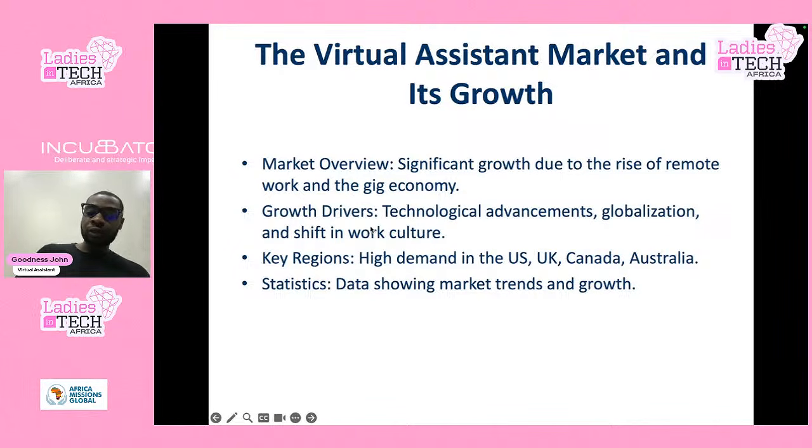Some of the growth drivers were technological advancements, globalization, and shifts in work cultures. Key places that demand virtual assistants a lot are the US, UK, Canada, and Australia. If you have a client in one of these countries, you will be like, those guys are one of the best clients because they pay the most.